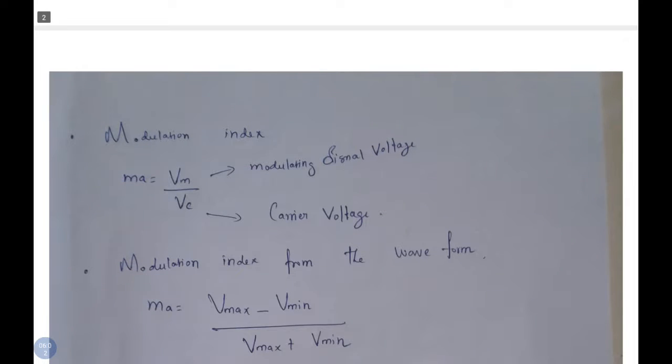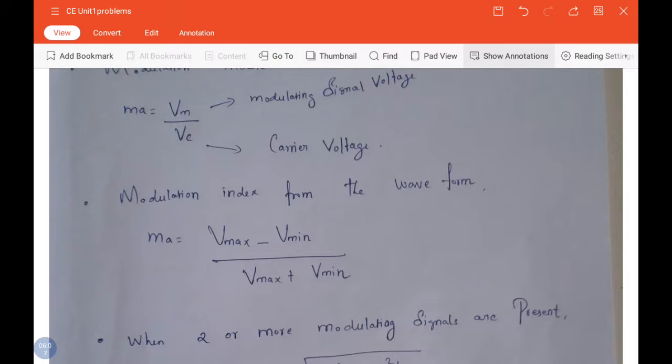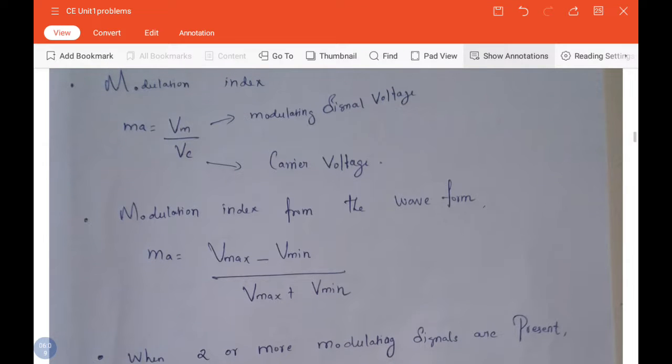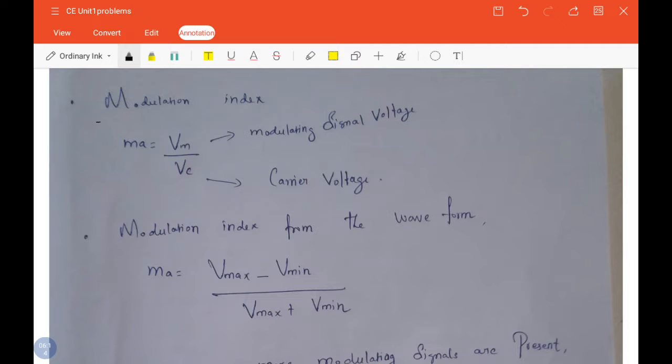And then another very important expression is the modulation index. It is an expression in which many questions have been asked. The modulation index MA, understand clearly, is the ratio between the modulating signal voltage and the carrier voltage. It is the ratio of voltage only. Okay, one is the modulating voltage and the other is the carrier voltage. So if you know the voltage of these two signals, you can calculate the modulation index in one way.